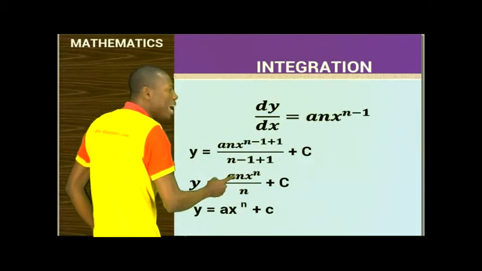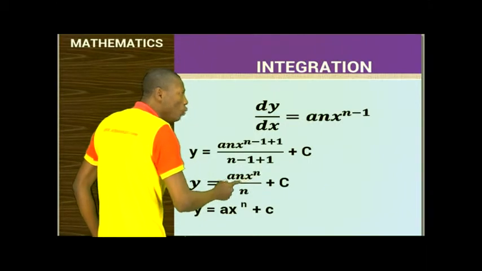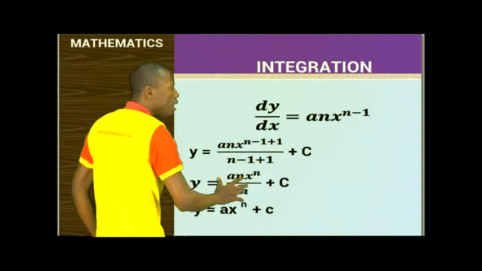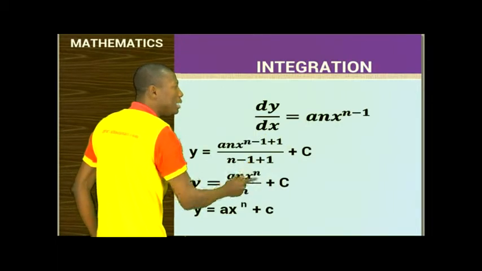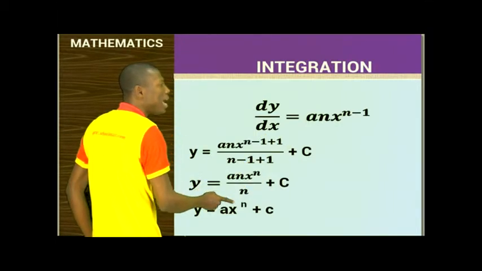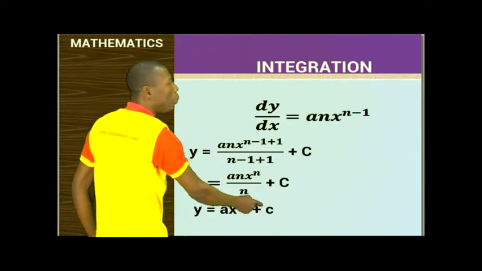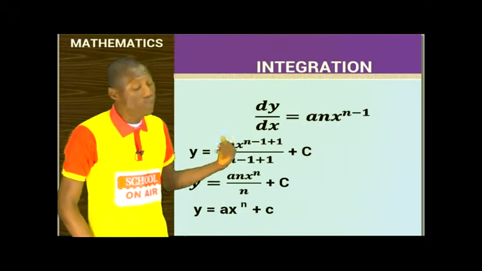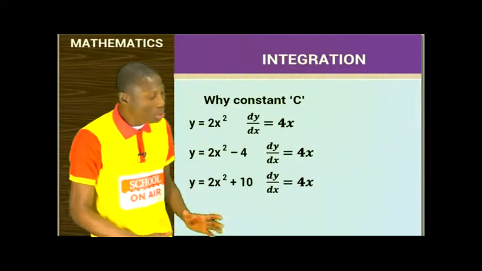Now I have anx^n all over n. Now, n minus 1 plus 1 is equal to 0. Therefore, I have anx raised to power n, then this n cancels the n. I have ax raised to power n plus c. Now, this one is the integration of this function.